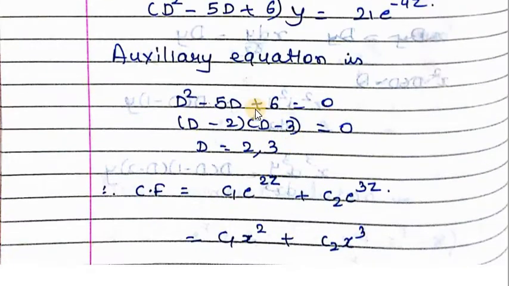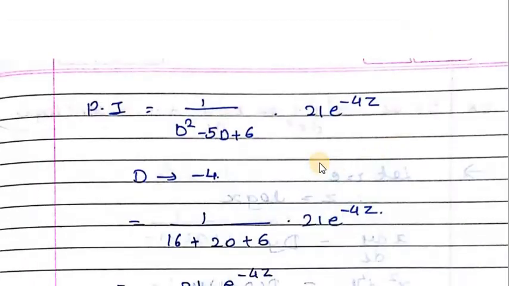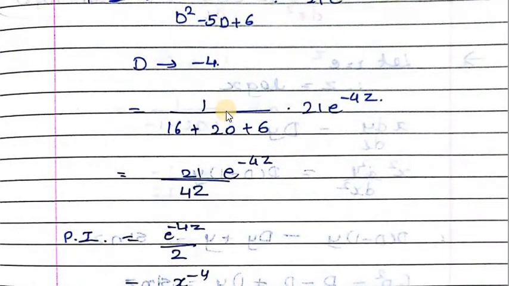F of D is D square minus 5D plus 6, and R of z is 21 e raised to minus 4z. Now this is case number 1, replacing D by minus 4. So minus 4 square is 16, then minus 5D is minus minus plus 20, plus 6, and 21 e raised to minus 4z will be as it is. Now this 21 will be as it is, and the total of 16 plus 20 plus 6 will be 42, into e raised to minus 4z.